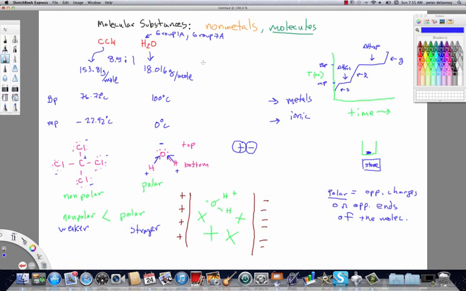The last thing I want to say before I close this video is that these forces of attraction in molecular substances are between the molecules. They're between the molecules, not within them, they're between them.